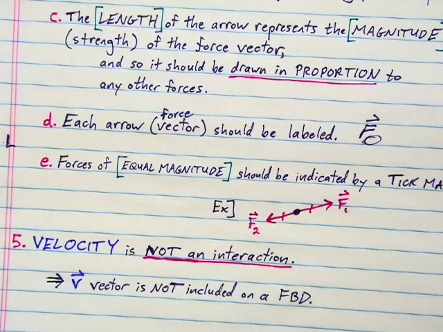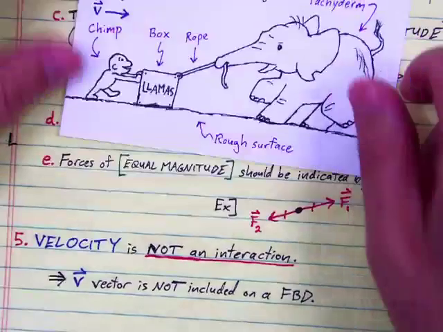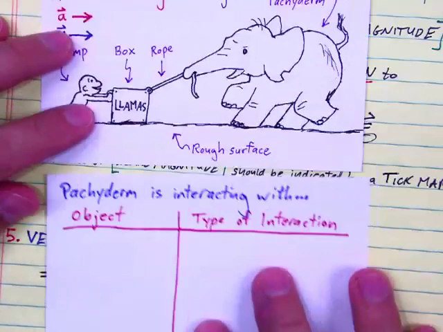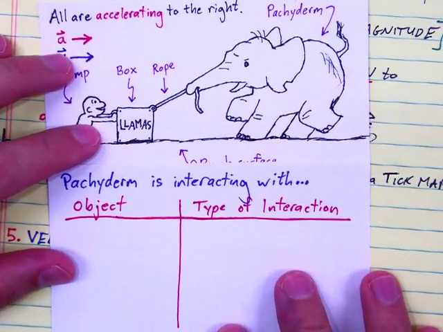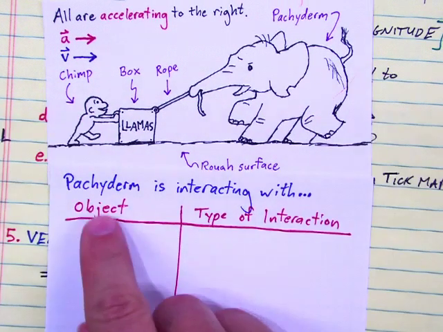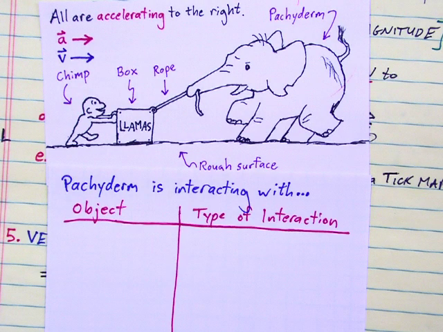All right, one more test case for you. How about, can you draw a free body diagram for that pachyderm right there? Start by cataloging the interactions it's experiencing. Pause the video, write down all the interactions that all the objects the pachyderm is interacting with at this moment.